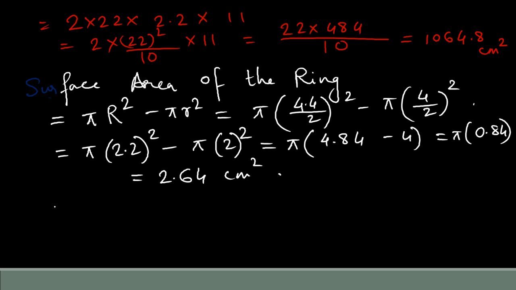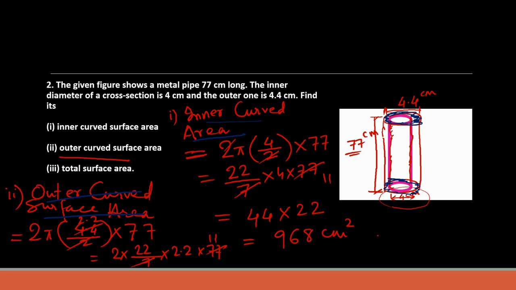So now how many rings are there? There is one on the top side and one on the bottom side, right? So there are two rings. So total surface area will be this outer curved surface area, inner curved surface area, and the two rings.